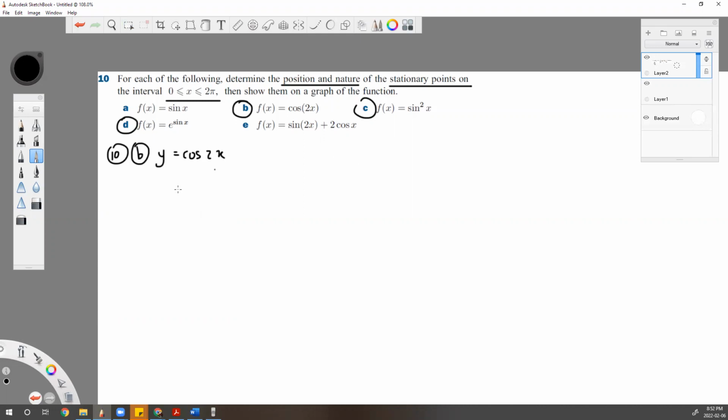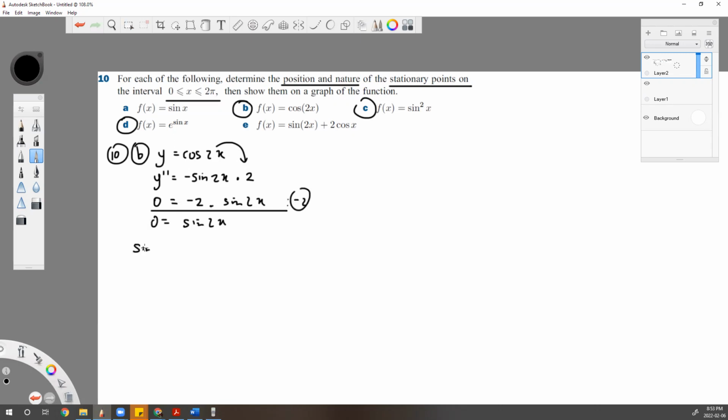Okay, up to you. Find the first derivative. Cos becomes negative sine, right? And then don't forget to multiply by 2, the derivative of the inside. Remember, chain rule. So 0 equals negative sine 2x times 2, or I can just write it like this: 0 equals 2 times sine 2x. So 0 equals sine 2x, right? I divide by -2. So 0 is sine 2x.